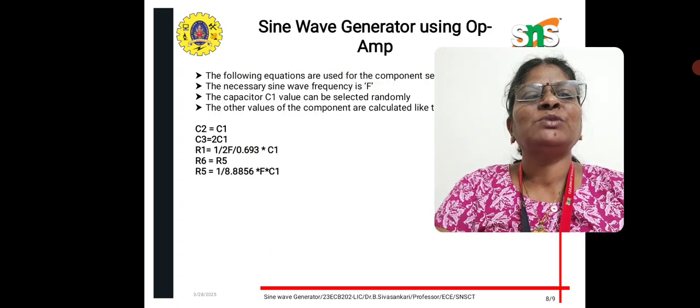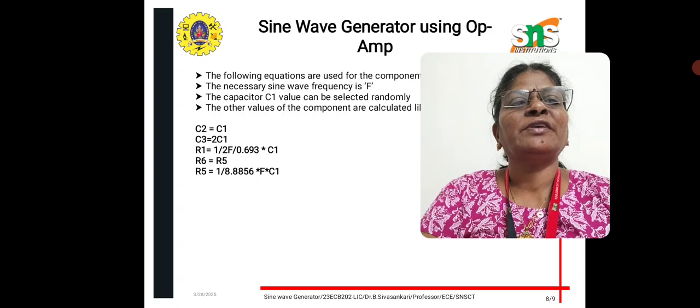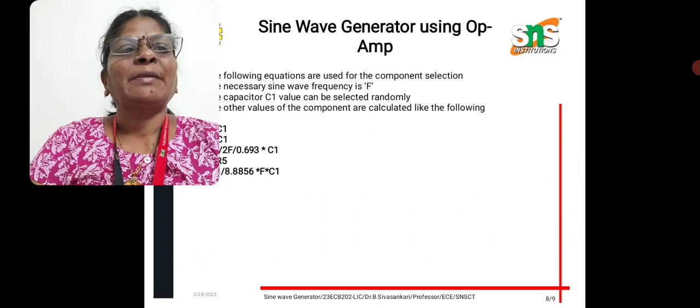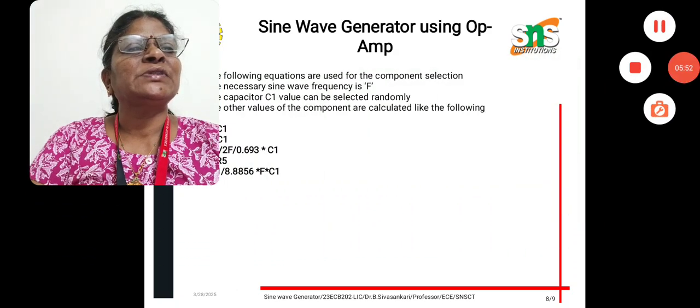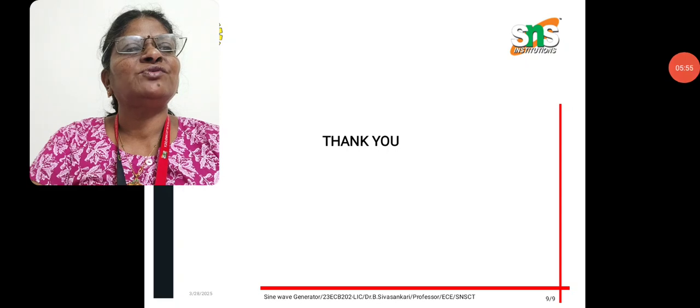C3 is equal to C1, C3 is equal to 2C1, then R1, R6, R5. These are the ranges of our capacitors. Okay. So this is all about our sine wave generator.